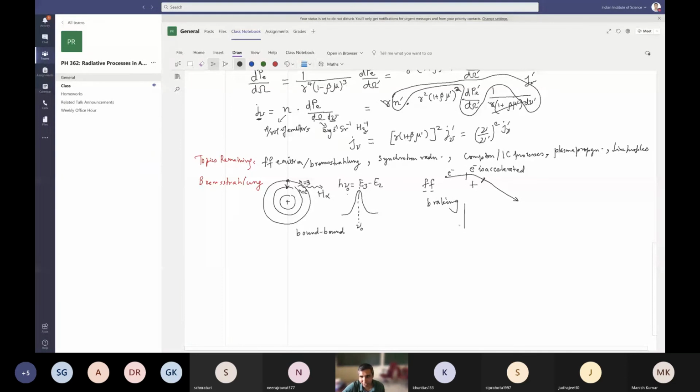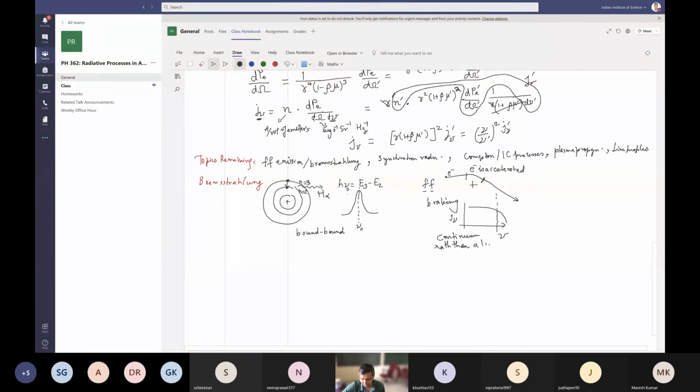So free-free emission, like emissivity, for example, j nu, is very broad. It's not like a line which corresponds to a very fixed frequency. So j nu versus nu, for example, has a very broad spectrum, even by a single particle. When it accelerates from here to here, it does not give rise to a very sharp frequency feature. So this is like a continuum emission rather than a line.